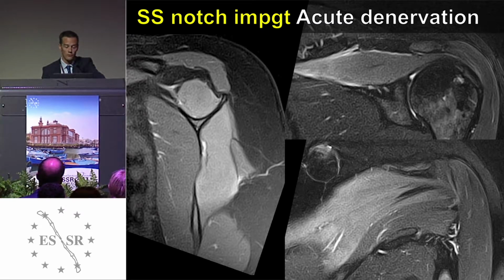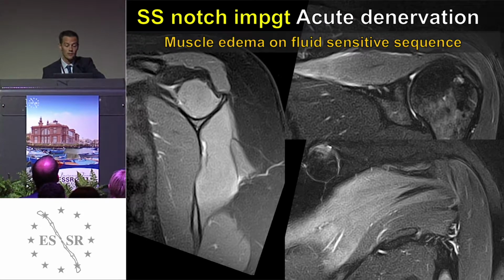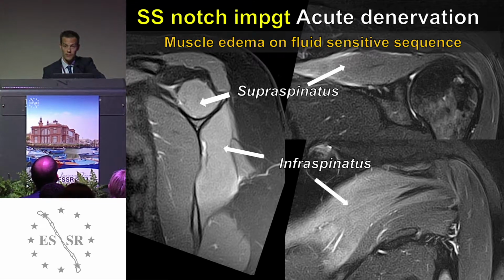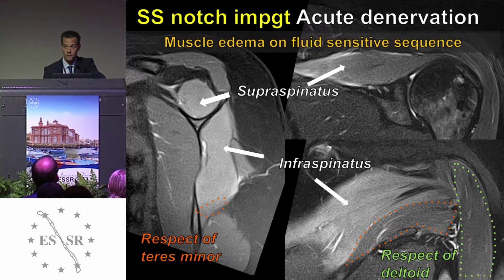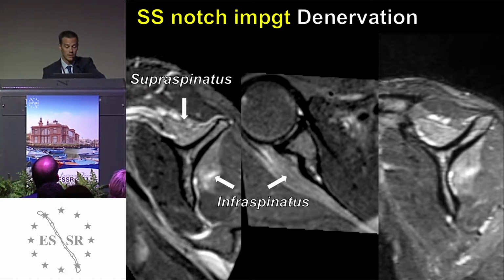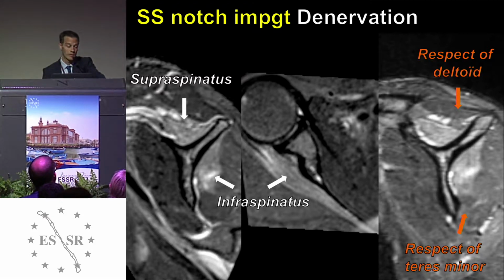Here you have an example of an acute denervation following a suprascapular notch impingement in a young volleyball player. You will see signs of denervation as muscle edema on fluid-sensitive sequences involving the supraspinatus and the infraspinatus, and as I told you before, you have a sparing of teres minor and of the deltoid. It's quite important. Another example: you have denervation, with edema within the supraspinatus and the infraspinatus muscle. As I said before, you have a sparing of the deltoid and teres minor. So it's a specific suprascapular nerve injury.